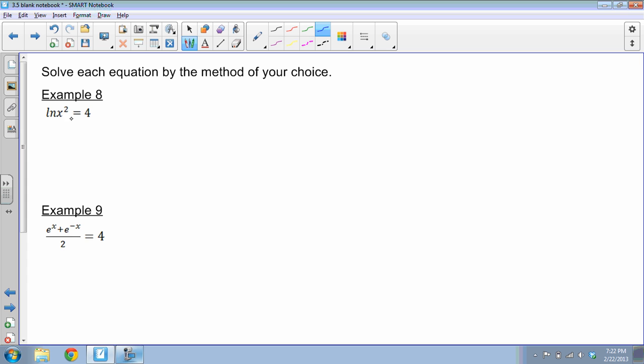So example 8, do not be fooled here. Don't use the property that moves the 2 in front like this. Okay, you're going to be like, oh, that makes it so much faster. Don't do that. It's a trap. Stay away. Instead, let's remember that the natural log of x squared, or whatever we have, is the same thing as the log with a base of e. Okay, so we can rewrite this as e to the 4th equals x squared. Okay, and then we can say, oh, I just need to square root both sides to solve for x.